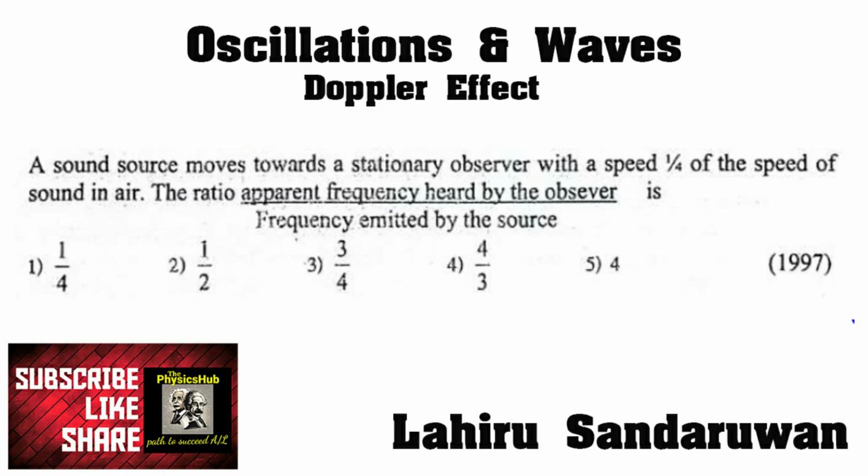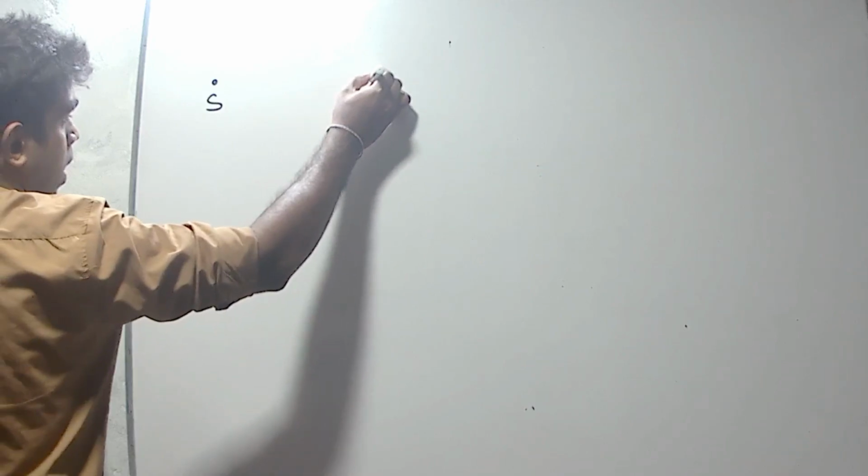A sound source moves towards a stationary observer with speed 1/4 of the speed of sound in air. Find the ratio of the apparent frequency heard by the observer to the frequency emitted by the source. I will consider this one as the source and this one as the observer.